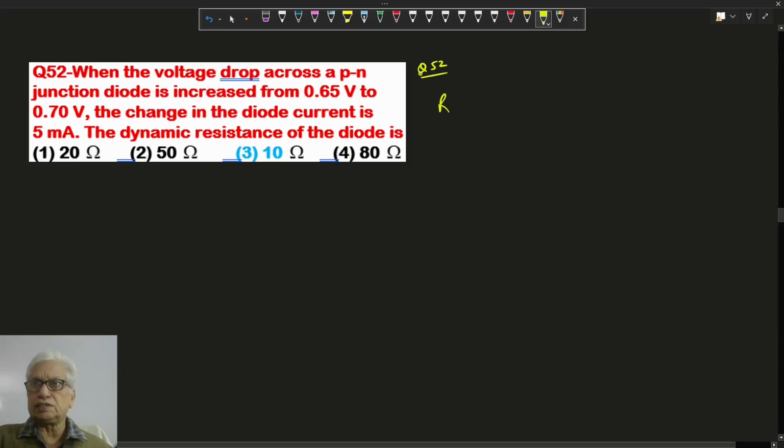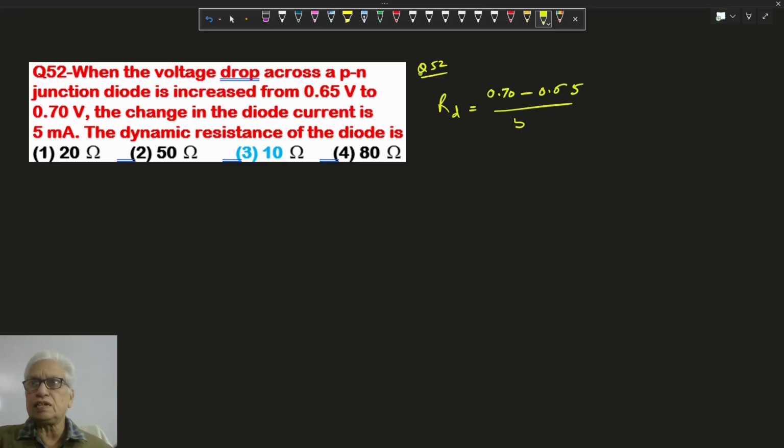Question: dynamic resistance in forward biasing is the change in voltage over the change in current. 5 milliampere. Solve it here. Like 5 cancels out, 10 power minus 10 ohm. So option 3 is correct.